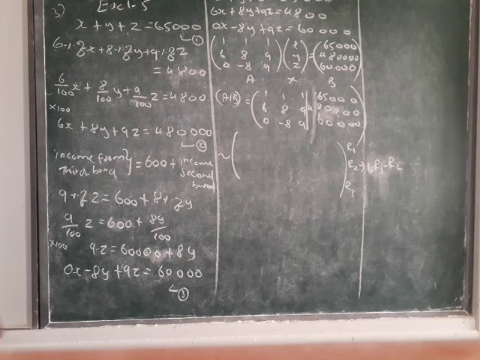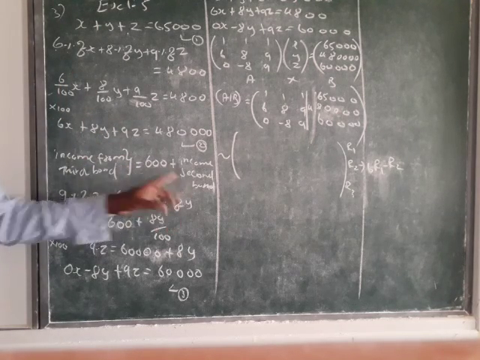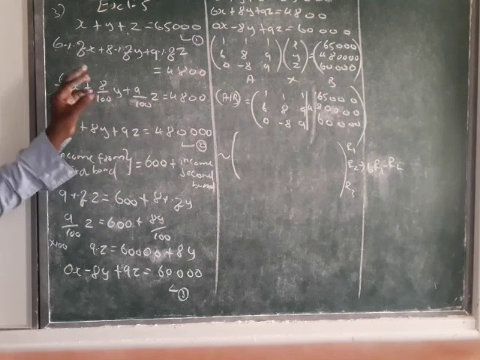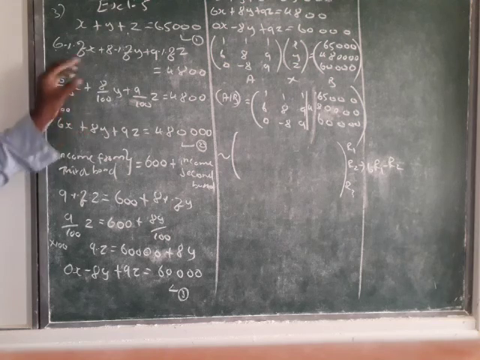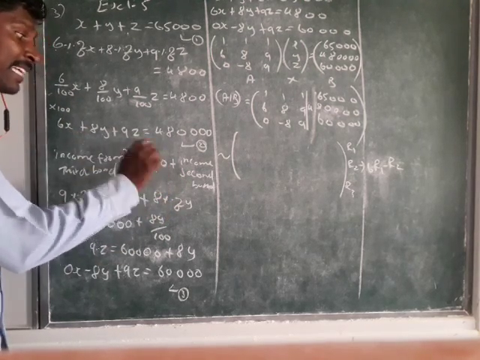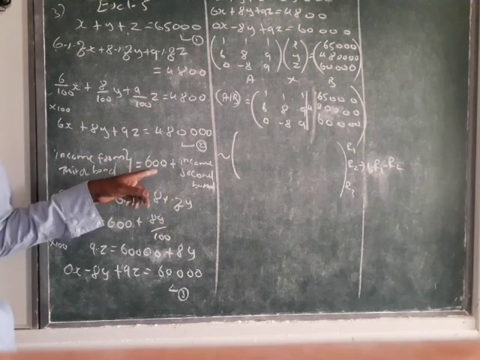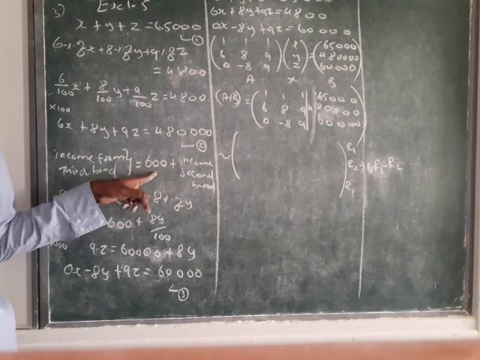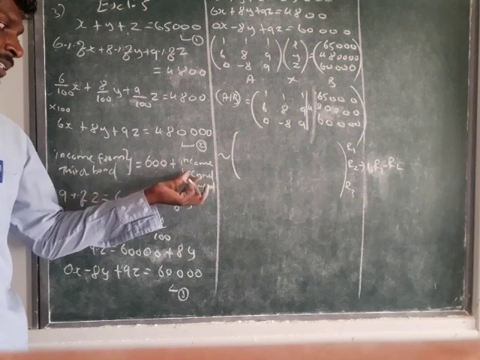The third one is what they have given: the income from the third bond is 600 more than the second bond. So write it in equation form: the income from the third bond is what? 600 more than the second one. What was given last year? Instead of 600 they gave 800. Please, here also the question has changed. Last year they gave 800, now they have given 600. So 600 more than the income from the second bond.